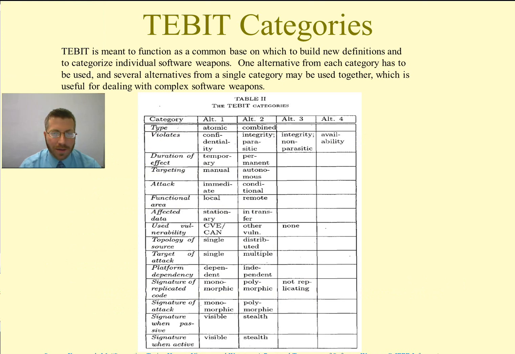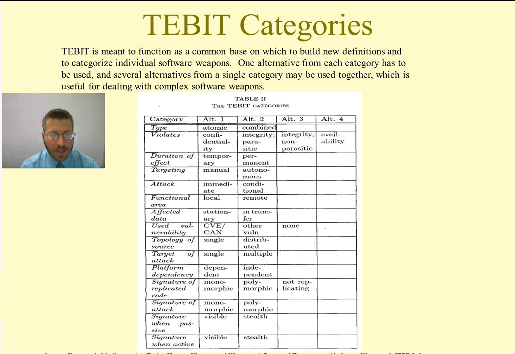All right, another categorization for figuring out about different malware is the TEBIT categories. TEBIT is actually a Swedish name, but it's a technical description model for IT weapons. It's meant to function as a common base on which to build new definitions and categorize individual software weapons. One alternative from each category has to be used. Several alternatives from a single category may be used together, and this is useful for figuring out how complex the software weapons are. So you can see all of the different categories that we have here and the different alternatives.